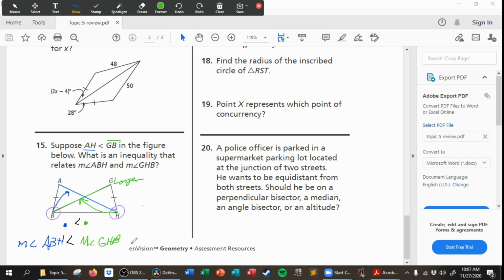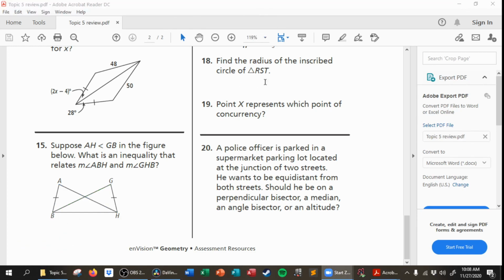I'm always a big fan of color coordinating everything. I think it makes it easier for all of us to see it. It makes it easier for me to follow. But double check, AH was generated by angle B, and GB was generated by angle H, which is a lazy way of saying that basically if I look at this angle and this angle, which one's greater? Well, H is definitely greater than B. All right. That was number 15.